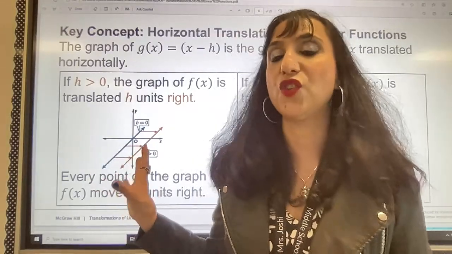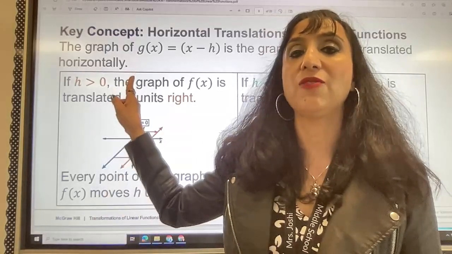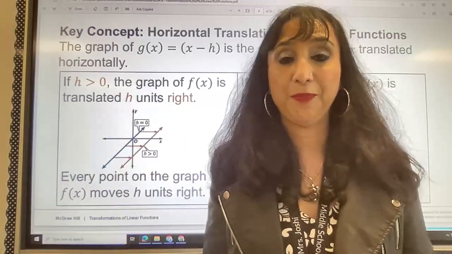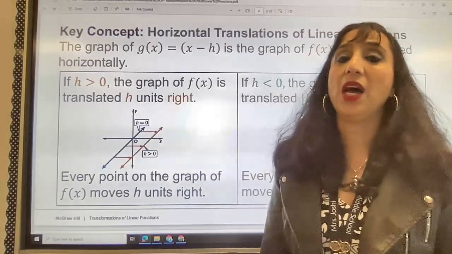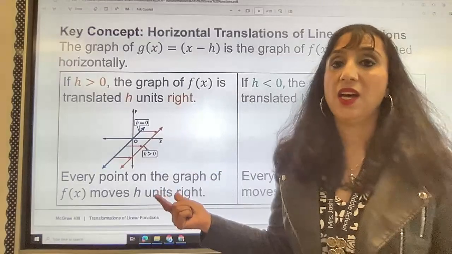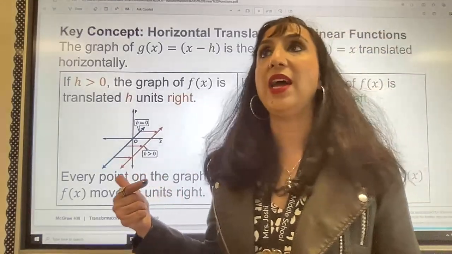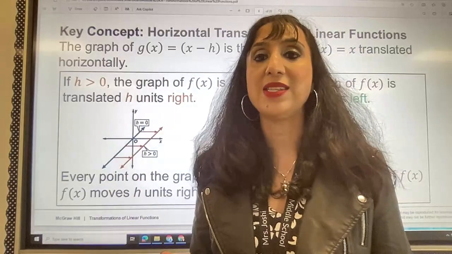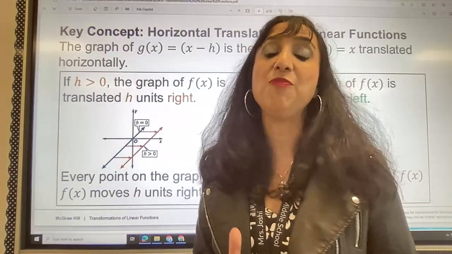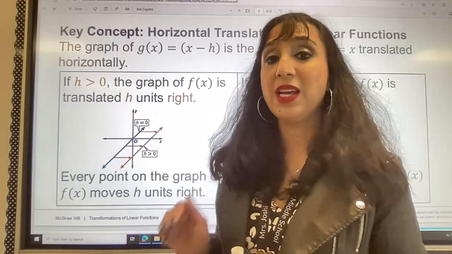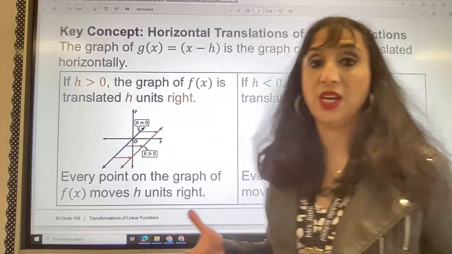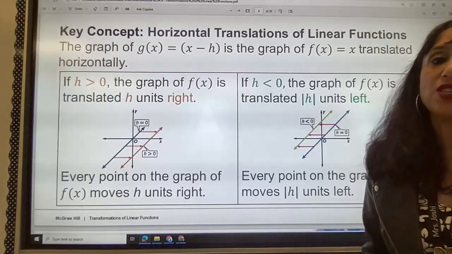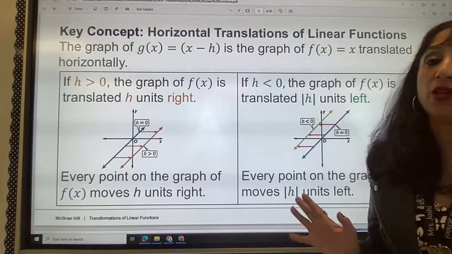We're going to solve some problems in a minute so you understand why it's moving. Now this one is a little tricky because if I'm looking at the graph of g of x is equal to x minus h, when you're saying minus the constant, automatically you start thinking that since it's minus, I need to move to the left. But in horizontal translations, if there's a minus, the graph moves to the right. If there's a plus, it moves to the left those many units. So look over here, if h is greater than 0, the graph of f of x is translated h units right.